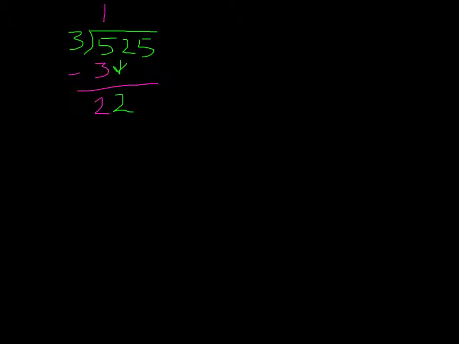So 22. 3 times, once again, you definitely need to know your multiplication facts in order to divide this way. I could say 3 times 6 is 18, but that's not going to be correct for this because it's not close enough to 22. So I have to use 3 times 7. 3 times 7 is 21. I can then subtract. 2 subtract 1 is 1. 2 subtract 2 is 0. And then I have to bring down my 5.